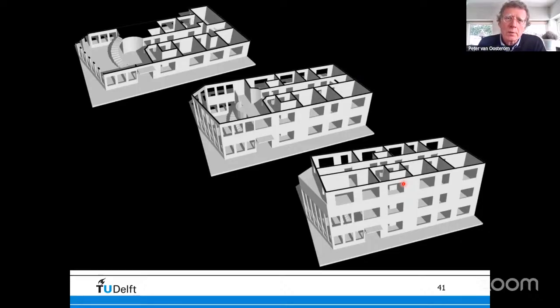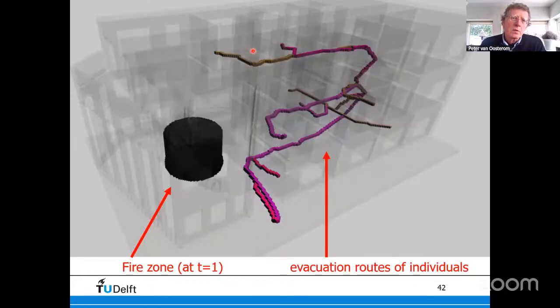At a certain moment, there are stairs at a number of different locations. On the left side of the building, there is the main stair, but also on the right-hand side, there are some smaller stairs. And here you see in semi-transparent mode the building. You see here on the left-hand side the fire at the start. So the fire is also growing.